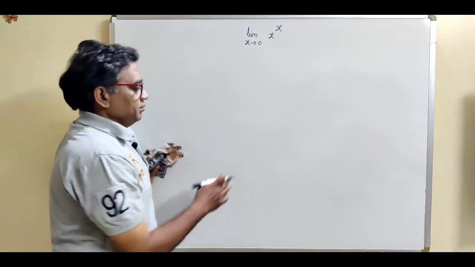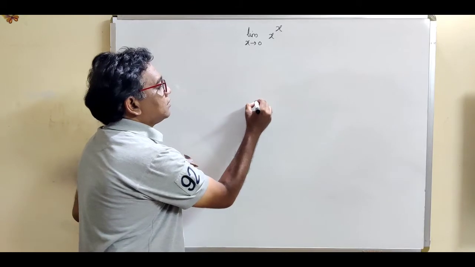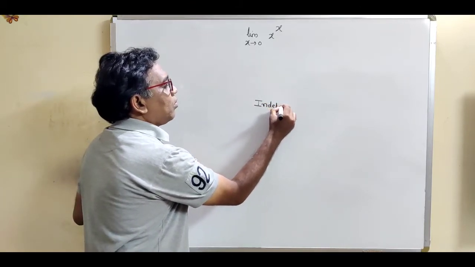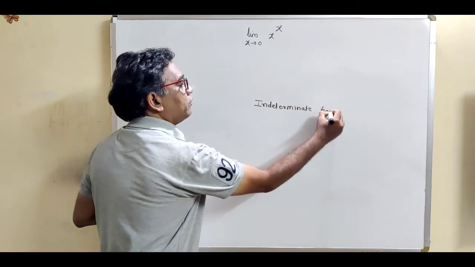Now last time we have seen there are 7 types of indeterminate forms.